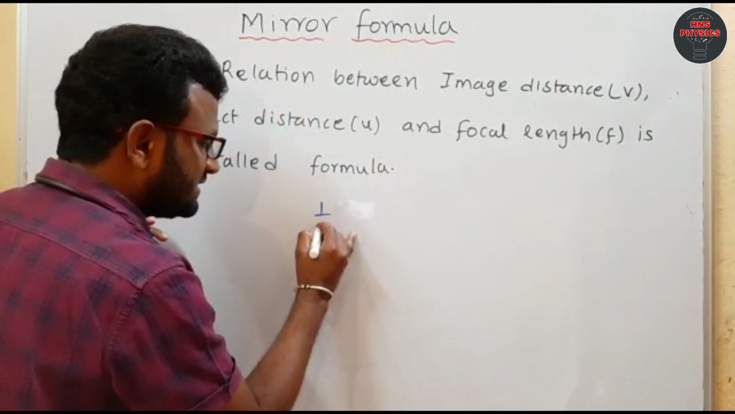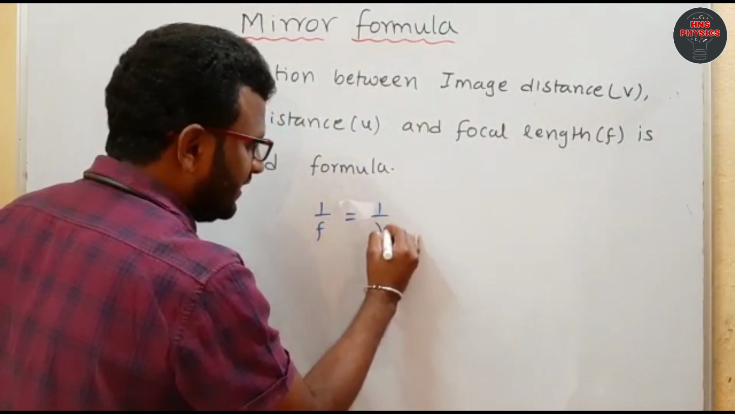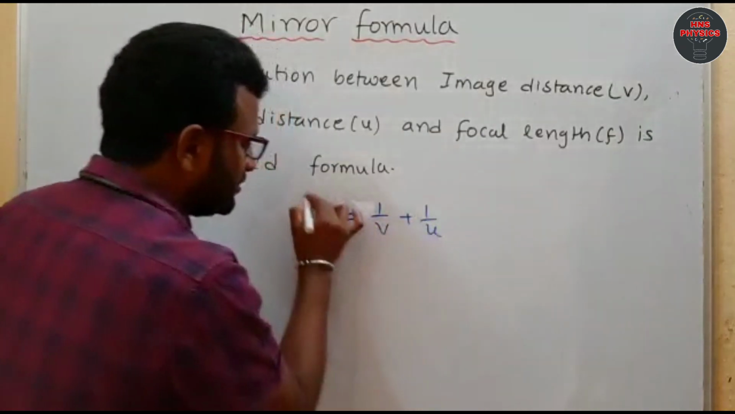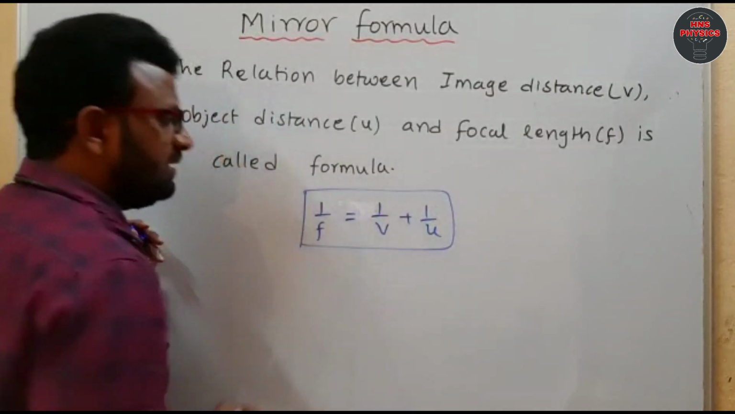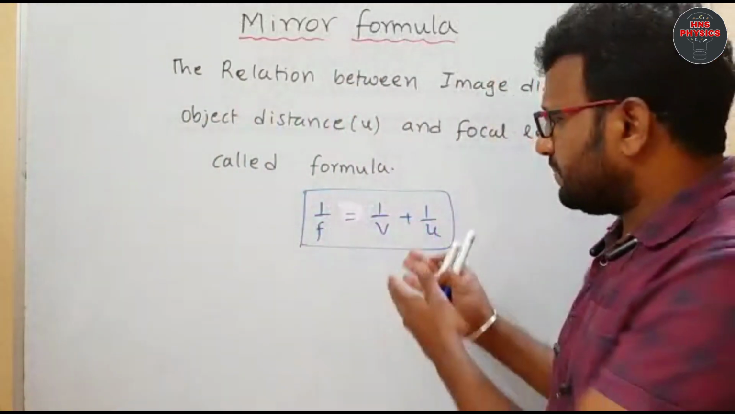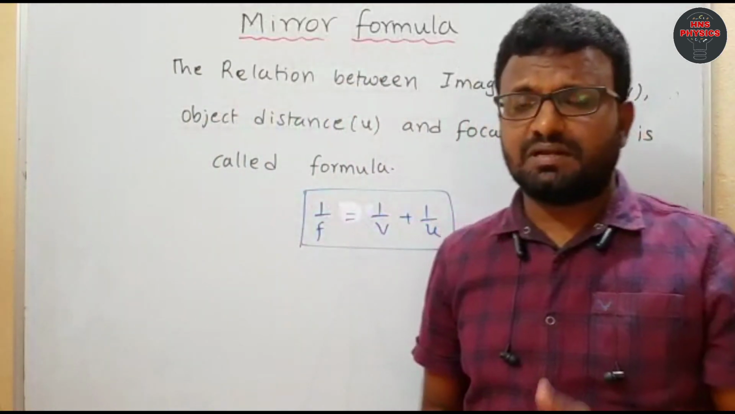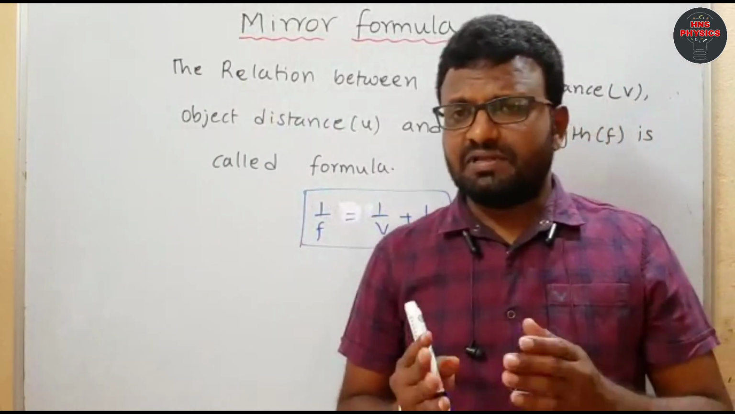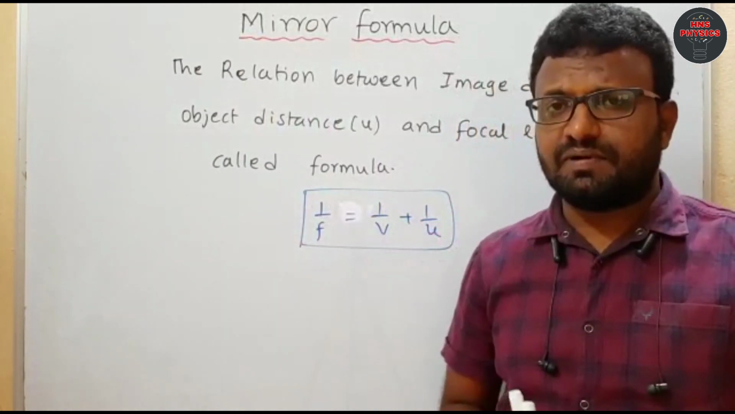How can we write that relation? 1 by f is equal to 1 by v plus 1 by u. So this is the mirror formula. Based upon this mirror formula, problems will come in the exam for 4 marks or 2 marks. Now we will see the derivation of the mirror formula.